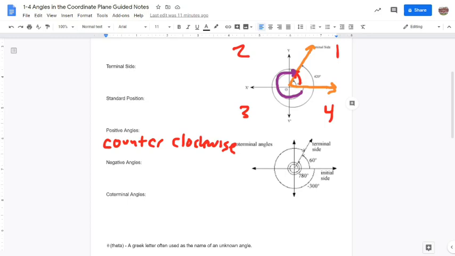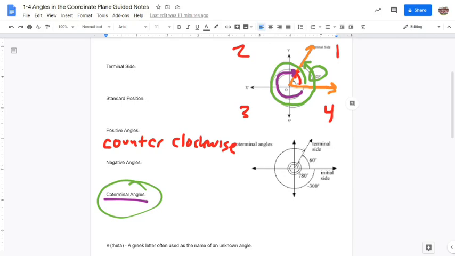Now, since negative 300 and 60 have the same terminal side, that is a coterminal angle. That's a pair of coterminal angles. Any two angles that share a terminal side. All right, so another coterminal angle could also be 420 degrees, because if you start on the initial side and go 360 and then 60 more, that would be 420 degrees. So 420, 60, and negative 300 are all coterminal because they share a terminal side.